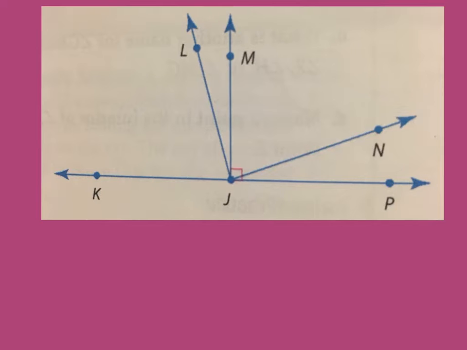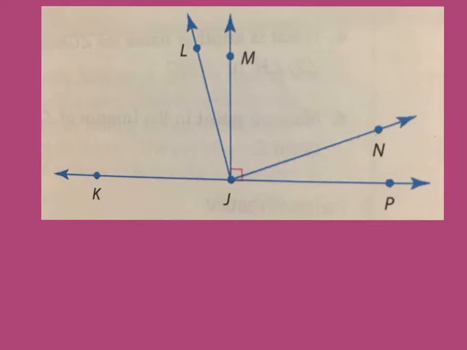They want us to classify MJP. So remember, since J is in the middle of MJP, that is our vertex, MJ to P, and classify that. I see the half square right here, and that half square tells me that this is 90 degrees, and 90 degrees are right angles, so MJP is a right angle.